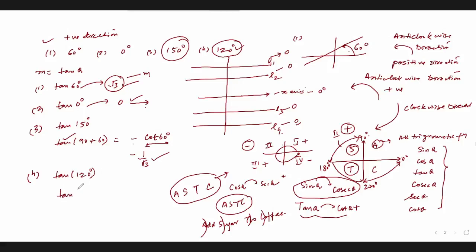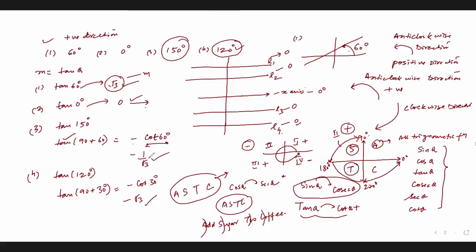We can say that it is tan of 90 plus 30. Again, in which quadrant are we moving? We are moving in the second quadrant. So it will become minus cot 30. And what is minus cot 30? It is minus root 3. So we have found here how to calculate the slope of a line when different angles are given to us.